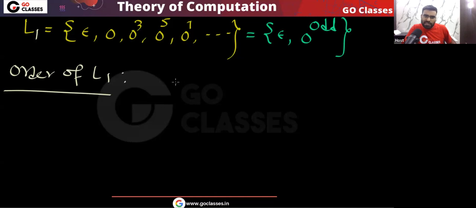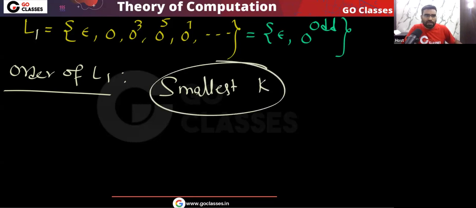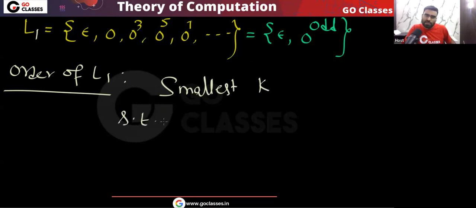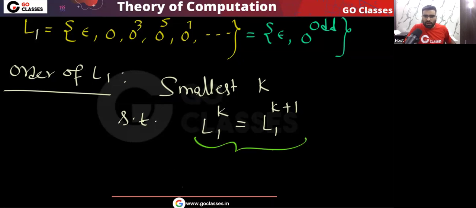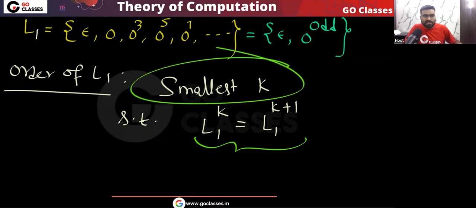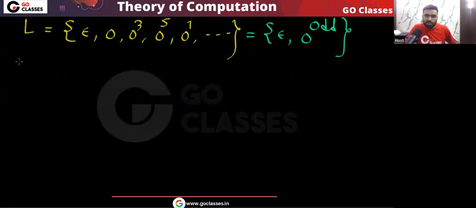And remember, the definition is like this. We have to find the smallest k such that L1 power k is equal to L1 power k plus 1. Okay, is this clear? So let's start with 0 because the question is asking for the smallest k. So let's start with k equal to 0.